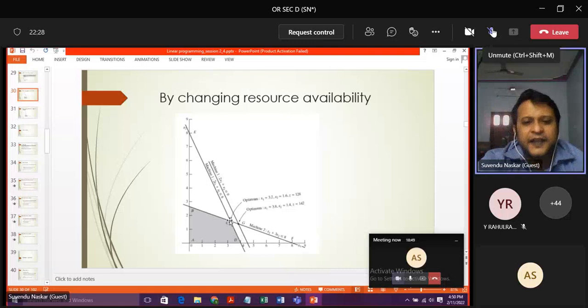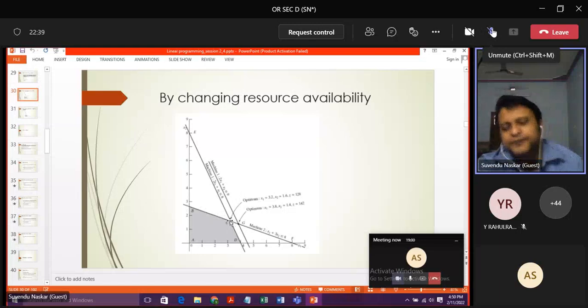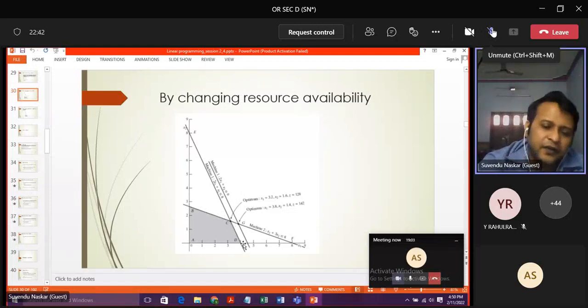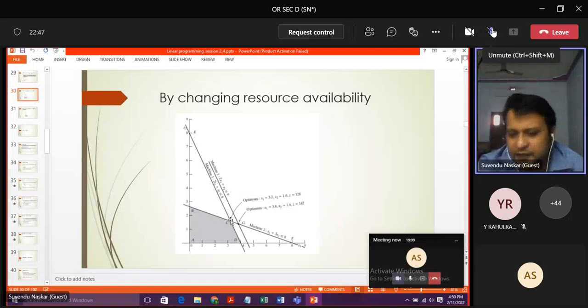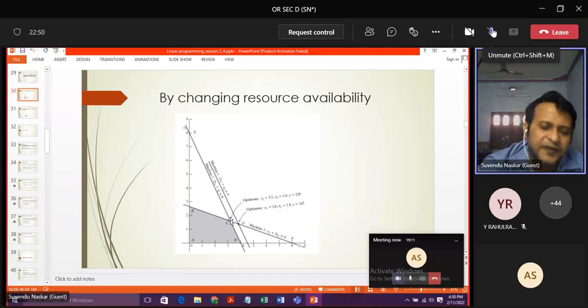Then we see if we can find another CPF, either this point or this point, which has a Z value higher than the Z value of this point. In the case of a maximization problem it is higher; in the case of a minimization problem it is lower. So keep that always in mind. If there is no neighboring CPF with a better Z value, then C is my optimal solution. Our basic assumption is that there is at least one optimal solution.